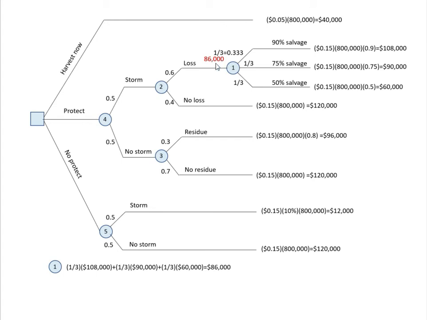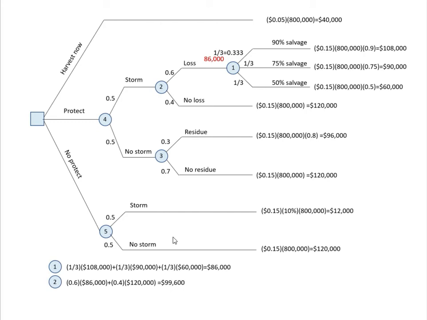Okay, this is his average profit. If he protects and the storm hits, there's some loss, but you don't know what kind of loss it is. Okay, so that's this one. Now we can move on to the next node. Again, it's a circle, so we do probability times payoff plus probability times payoff. That comes out to 99.6 thousand.